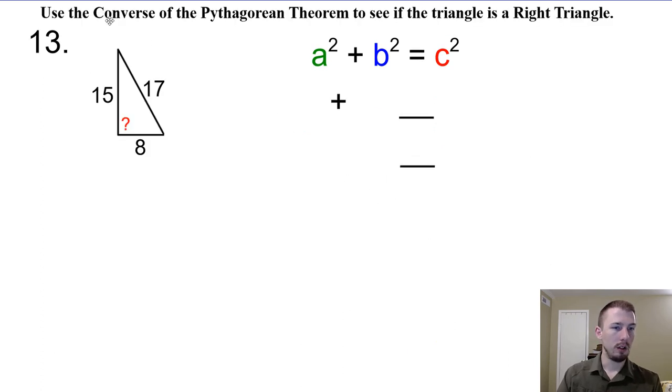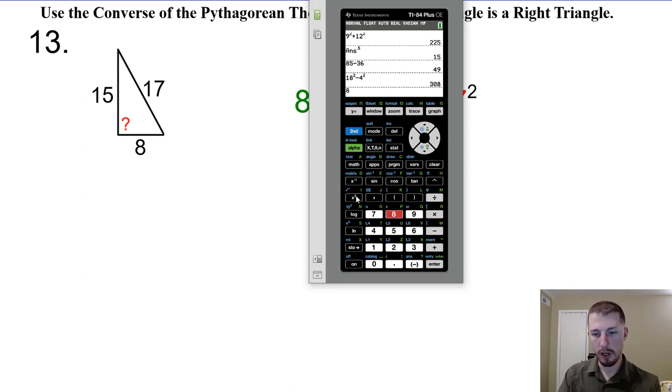Number 13, use the converse of the Pythagorean theorem to see if the triangle is a right triangle. The converse says that if a squared plus b squared is equal to c squared, then this must be a right triangle. So let's check. a squared plus b squared would be 8 squared plus 15 squared, and I want to check how that relates to 17 squared. In the calculator, we're going to do 8 squared plus 15 squared, which is 289.